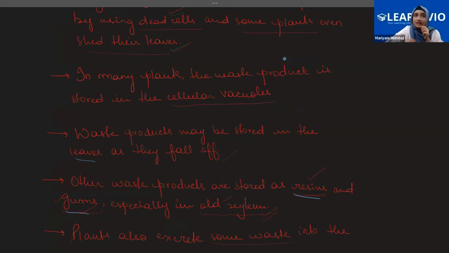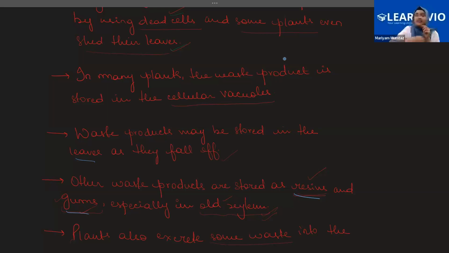Now, these vacuoles, we know that they are responsible for the storage purpose. So they can store the waste products of the plants. The waste products of the plants can be anything. It can be certain chemicals, it can be things that the plants do not need anymore. So those waste products are stored in the vacuoles present in the cell, so we call them cellular vacuoles.